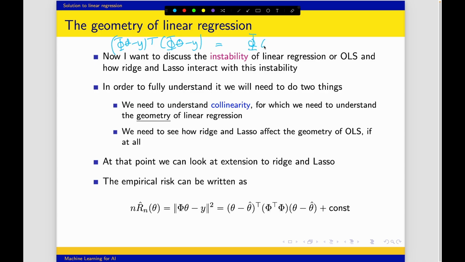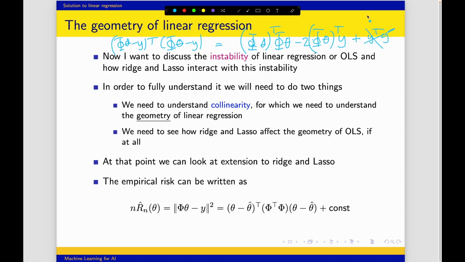phi theta transpose phi theta. And then we're going to get minus, I did this earlier on, so I'm going to skip one step here, minus twice, now what's the best way to write this? We can write this as phi theta transpose y. Plus y transpose y. Now the key thing is that these are the only terms that depend on theta.